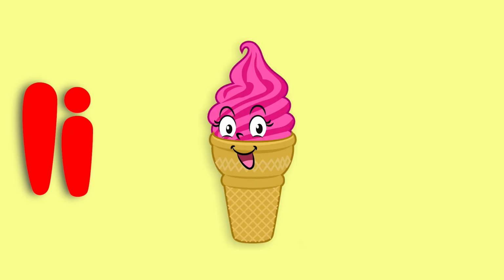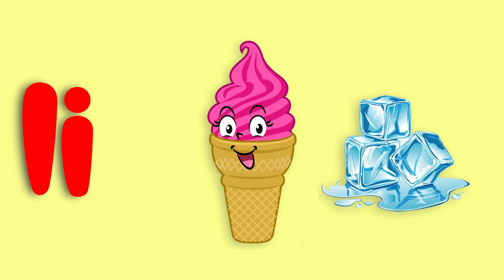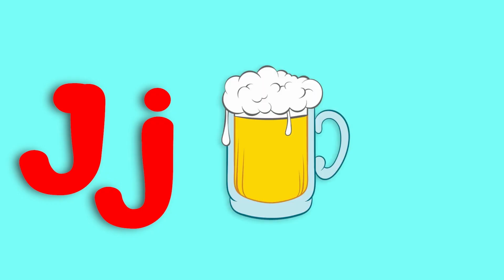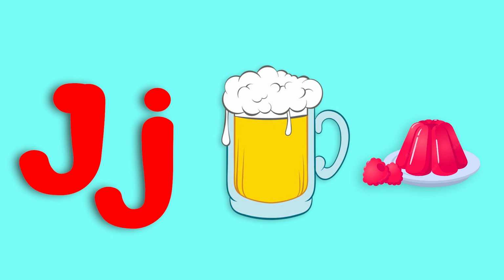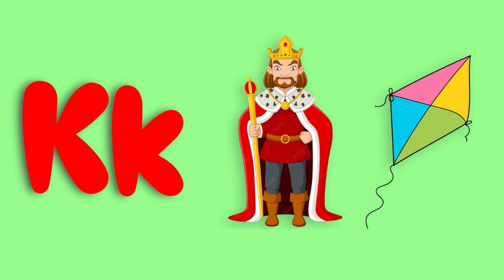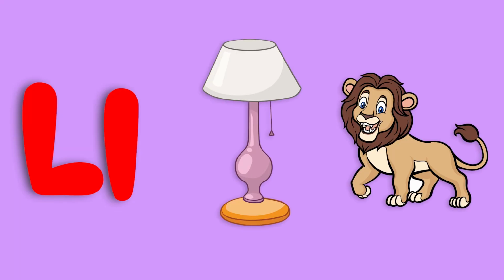I for ice cream, I for ice, I. J for jug, J for jelly, J. K for king and K for kite, K. L for lamb, L for lion, L.